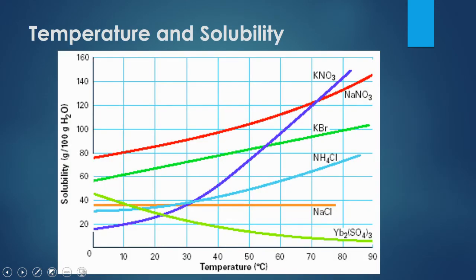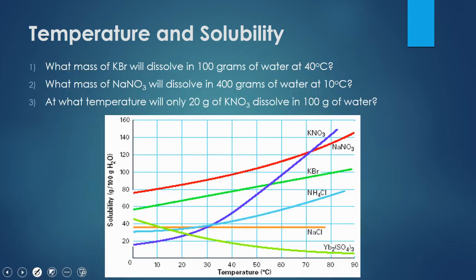So here's an example of multiple solubility curves on one graph. We've got 6 different substances being compared. And let's go through some examples of what kind of questions might be asked. So let's go ahead and try some of these sample problems.